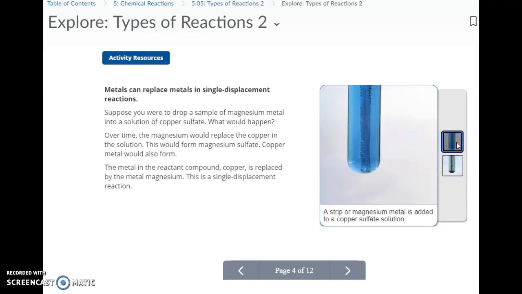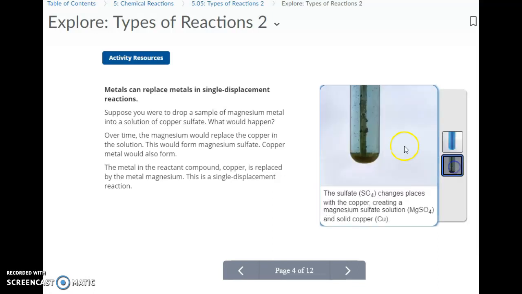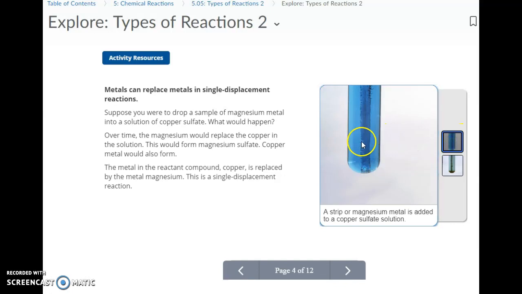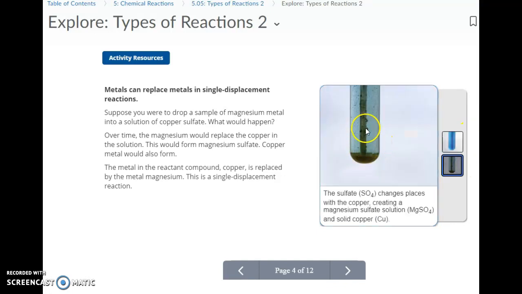So here we have the before. A strip of magnesium metal is added to the copper sulfate solution. So right now the metal is magnesium, but they actually switch place. And the copper comes out of this blue. It really is that pretty blue in real life. It comes out of the blue, and the copper is going to accumulate. So it's pretty crazy.